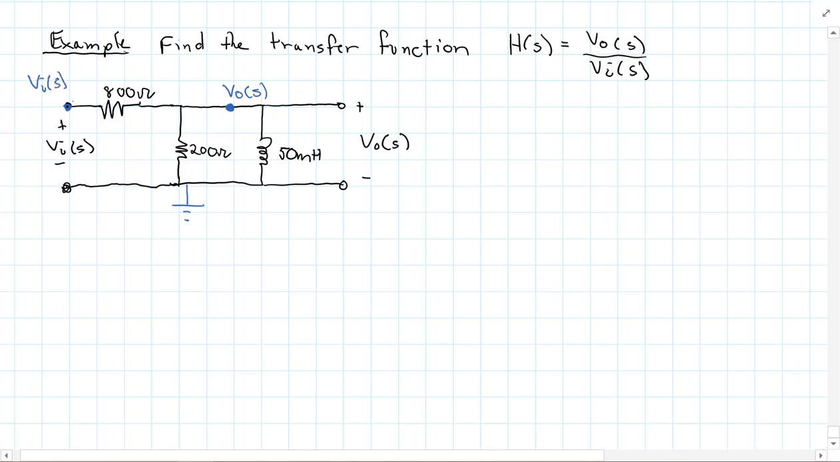Now, of course, we have to do a Laplace transform of these circuit elements. So the resistors don't change, but this 50 millihenry, since it's only milli, I'm going to go ahead and write as 0.05 times S. Alright, so let's go ahead and do my nodal analysis here. Writing my node equation, I'd have V out over 200 plus V out over 0.05 S plus V out minus V in over 800 equals 0.